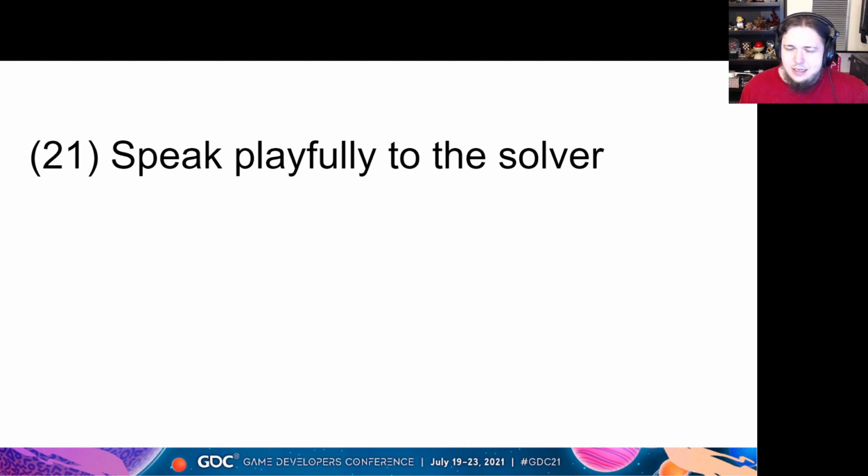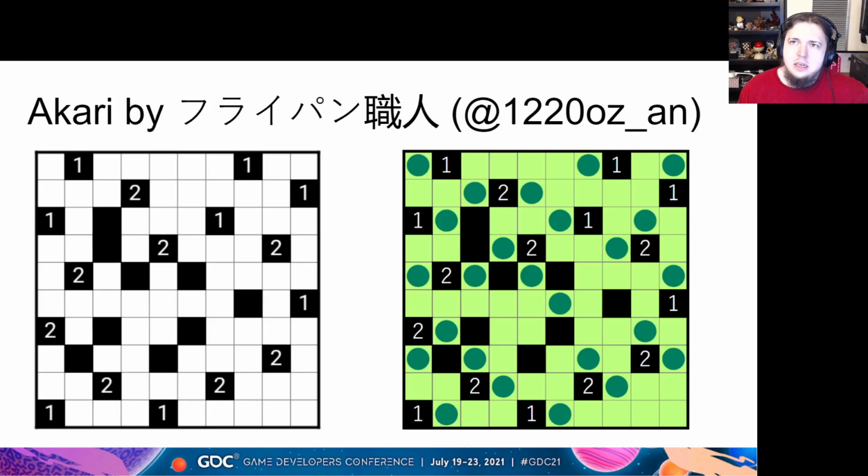Lesson number 21 is speak playfully to the solver. And to illustrate this, I want to show you an Akari puzzle. Akari is a puzzle type where you're given a grid. It's a logic puzzle, and there's some cells that have different numbers in them. And the goal is to place light bulbs in the grid in some of the empty cells.